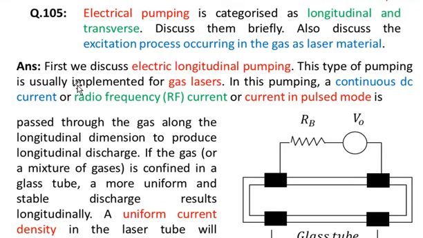The answer is, first we discuss electrical longitudinal pumping. This type of pumping is usually implemented for gas lasers. In this pumping, a continuous DC current or radio frequency current, or current in pulsed mode, is passed through the gas along the longitudinal direction to produce longitudinal discharge.